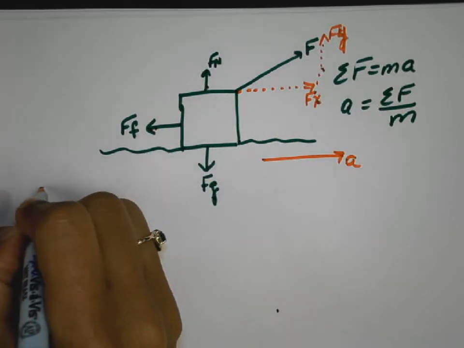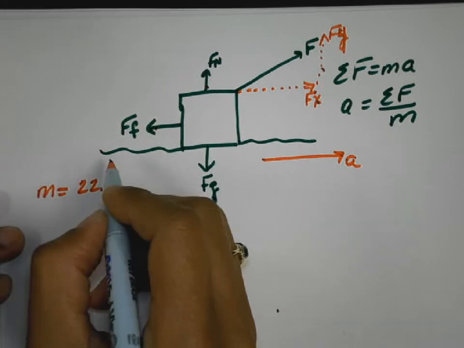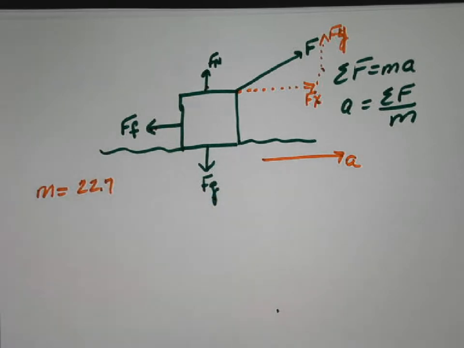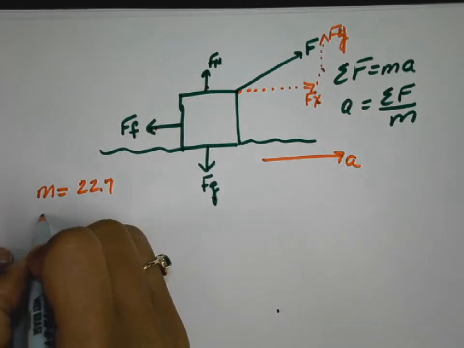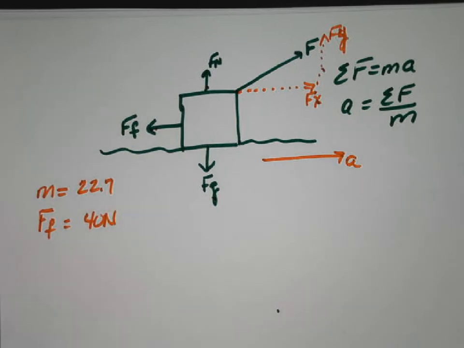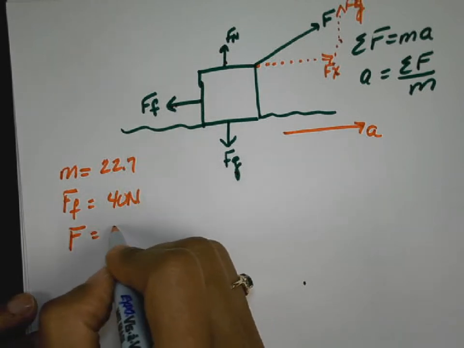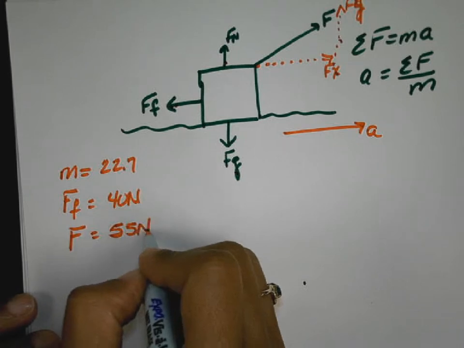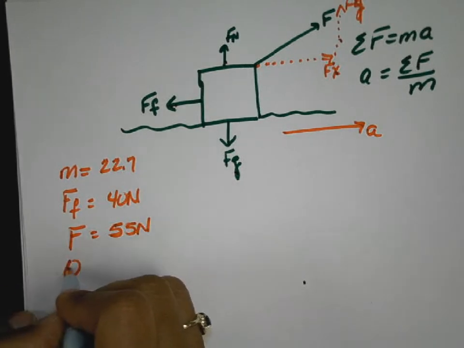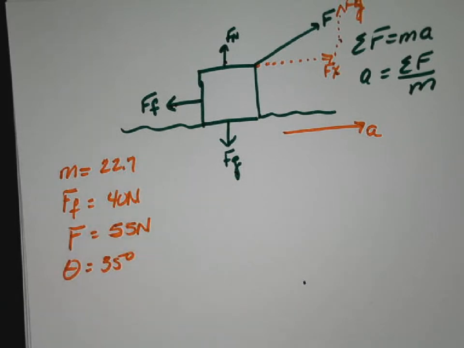If I list my givens, I'm going to go ahead and do that. I'm going to say mass is 22.7. That would be the mass of the child and the mass of the sled. They're together. I know the force of friction is 40 newtons. He went ahead and gave me that. The force of my pull is 55 newtons. And I know it's pulled at an angle of 35 degrees. So these are all the things I know.